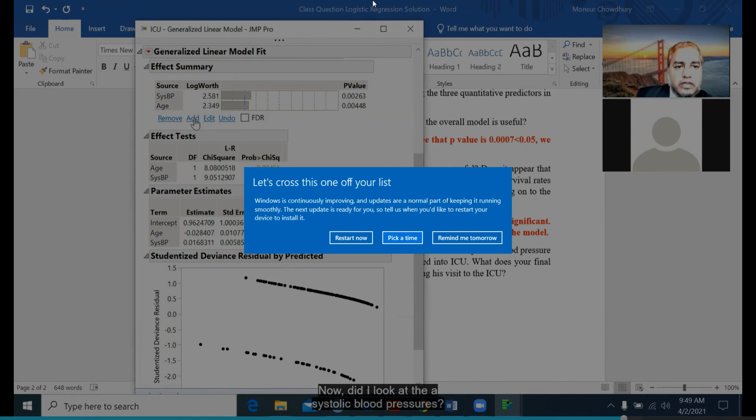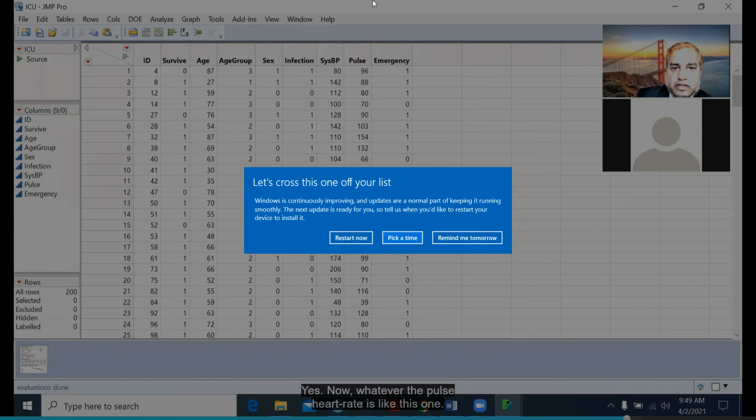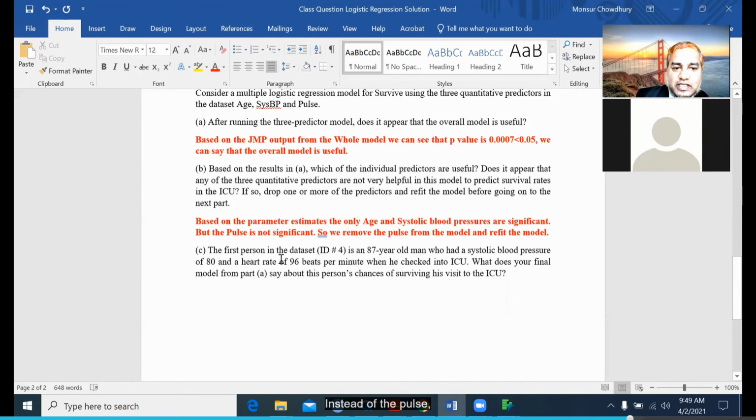Did I look at the age, systolic blood pressure? Okay, yes. Now the heart rate is the pulse, which is 96, but we don't have the pulse in our model. Maybe we can just use the blood pressure and the 87 years old. No, it's okay, because it only says what does your final model from part A say about the person's chances of surviving his visit to the ICU.